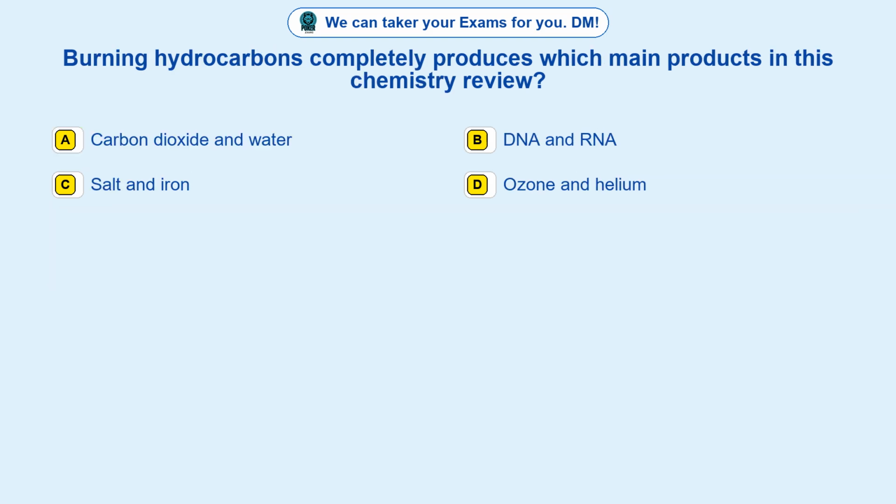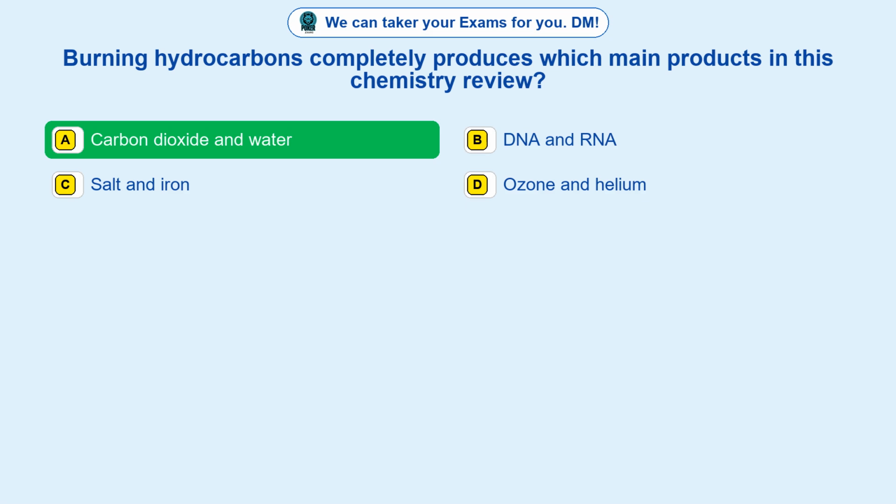Question 55. Burning hydrocarbons completely produces which main products in this chemistry review? Option A, carbon dioxide and water. Option B, DNA and RNA. Option C, salt and iron. Option D, ozone and helium. The correct answer is option A, carbon dioxide and water.